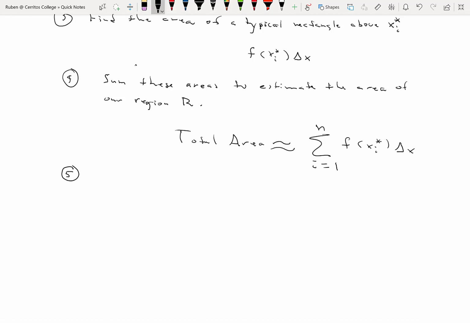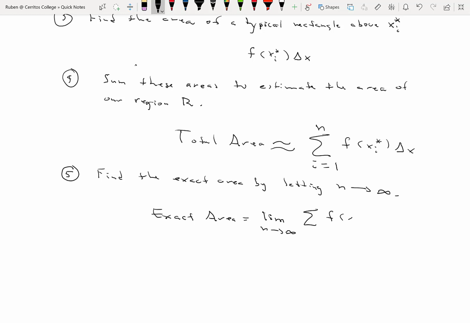Find the exact area by letting n approach infinity. Okay, so the exact area, and this is actually how we define the exact area underneath the curve. The exact area is the limit as the number of subintervals, which equates to the number of rectangles, approaches infinity. So it's the limit of this very famous sum called a Riemann sum, just to remind you.